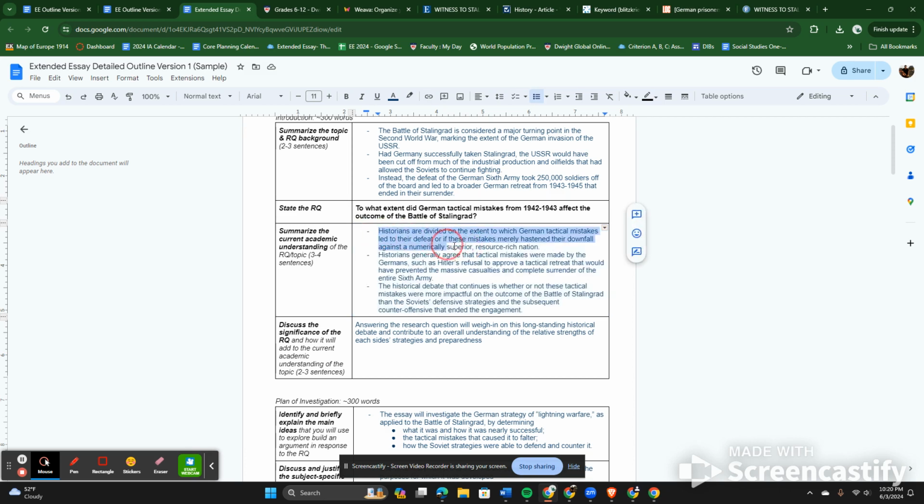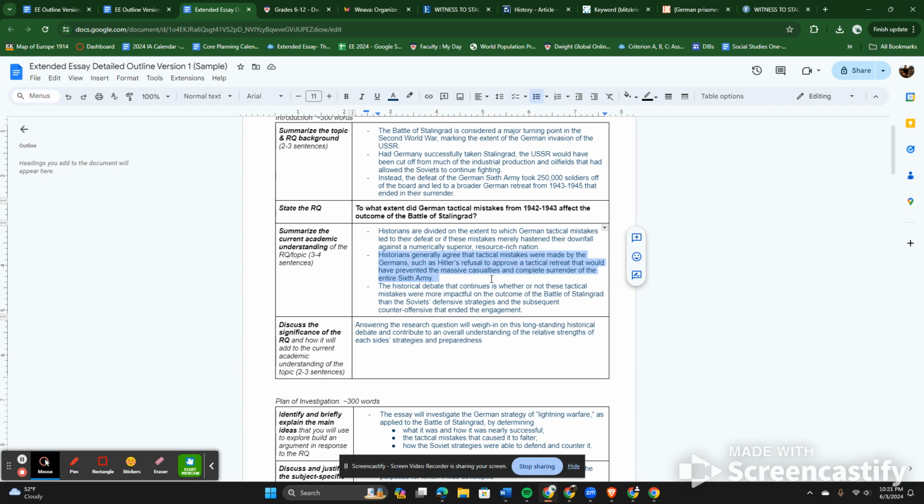So for this, as a history question, historians like to debate and are kind of divided on whether it was the mistakes of the Germans that led to their undoing, or if it just kind of hastened their downfall, if ultimately they were going to lose because of the advantages of the Soviet Union at that time. Historians generally agree that tactical mistakes were made, right? So this isn't controversial. So I'm explaining to the reader or to the examiner that I understand which parts are and are not controversial. So it's not controversial that mistakes were made.